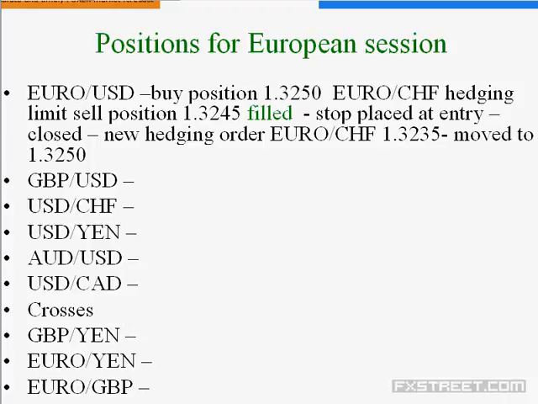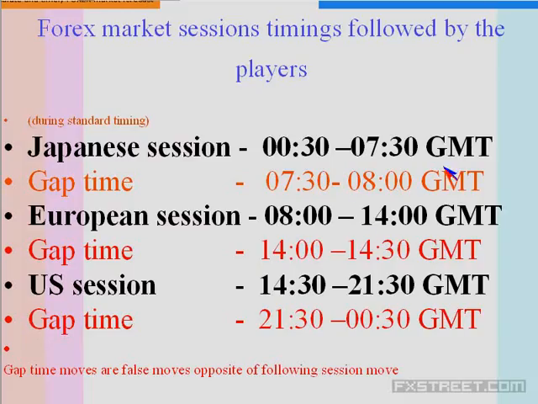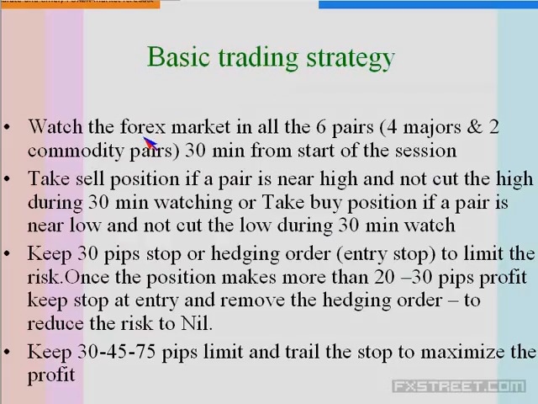So now let me explain with regard to the timings. I already explained it many times. So US session starts by 14:30 GMT. Now we are around 15:29 GMT. 30 minutes is passed and now 1 hour is passed. So what is the basic trading strategy?